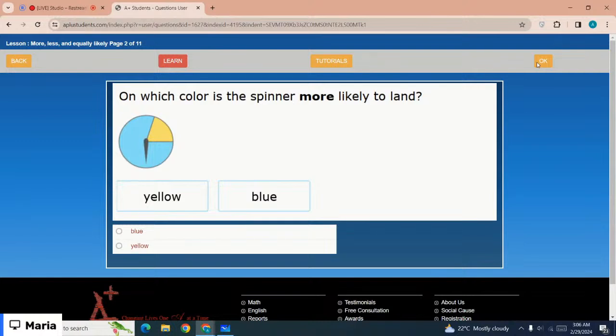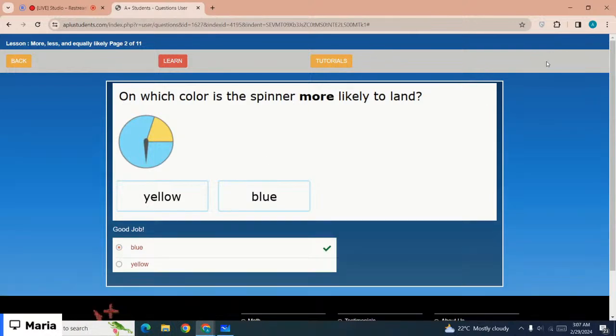Look at the spinner carefully. Blue color and yellow color. More of the spinner is blue than yellow, isn't it? So that means the spinner will more likely land on blue. Got it? Yes, very good. The correct option is blue. Option number one is the correct option.